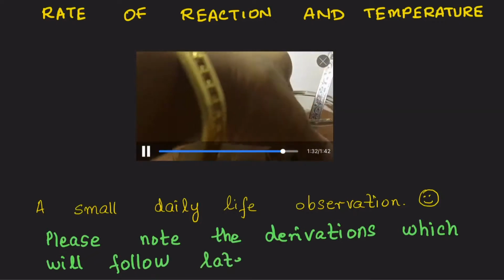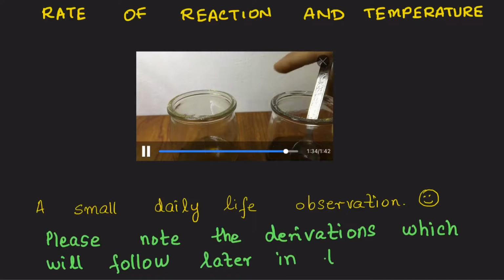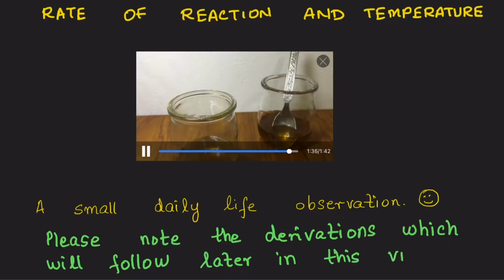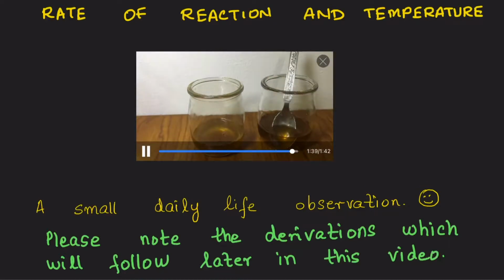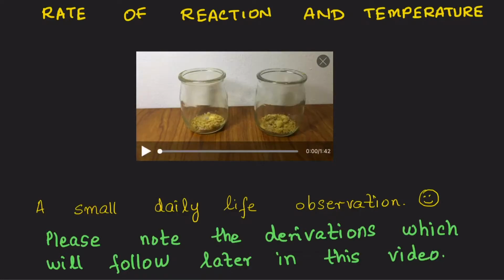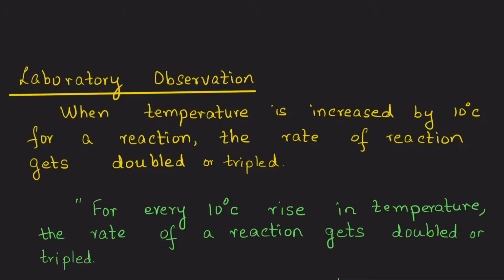So you understood the effect of temperature. Although this is a physical change, a similar behavior is observed in the case of chemical changes as well. Now how about chemical changes? A simple laboratory observation is that when you increase the temperature of a reaction by 10 degrees Celsius, the rate of the reaction almost gets doubled or tripled. It can be 1.7, 1.8, something to the tune of 2.1 times the original rate of the reaction.